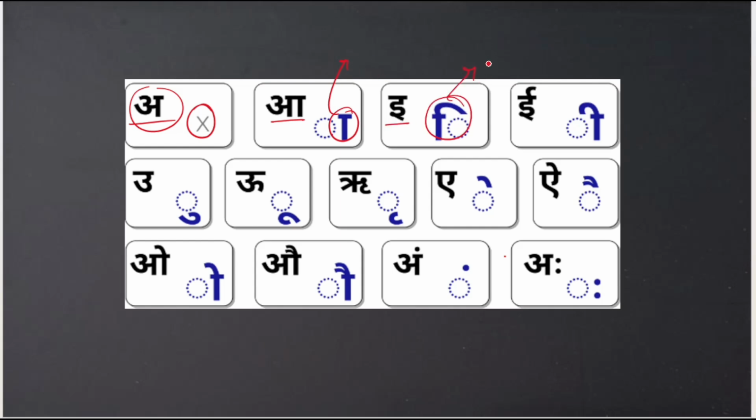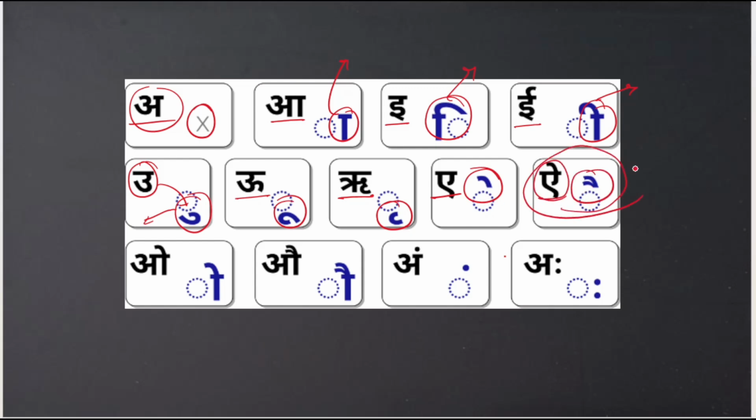The name of this symbol is Choti I. Ee creates this symbol. This is Badi Ee. And this letter creates this symbol, and the name of this symbol is Matra of Chota U. And this letter creates this symbol, and the name of this symbol is Bada U. And this letter creates this symbol, and the name of this symbol is Ri Ki Matra, and E creates this symbol, and the name of this symbol is Matra of E, and I creates this symbol. And this is our today's topic, okay?